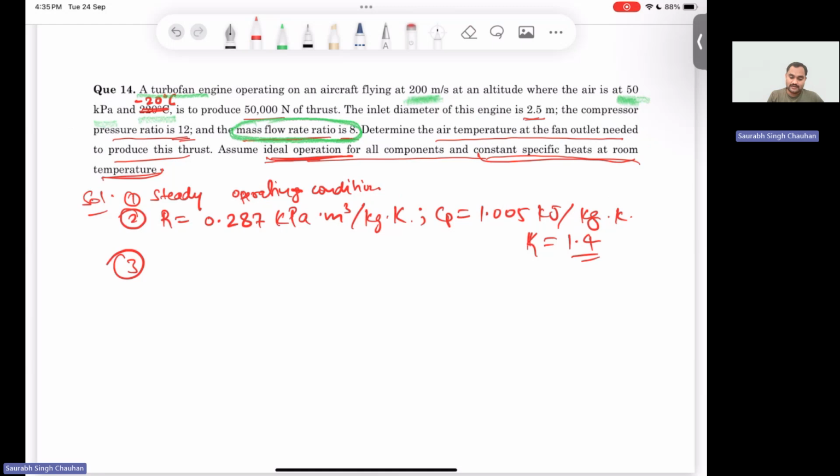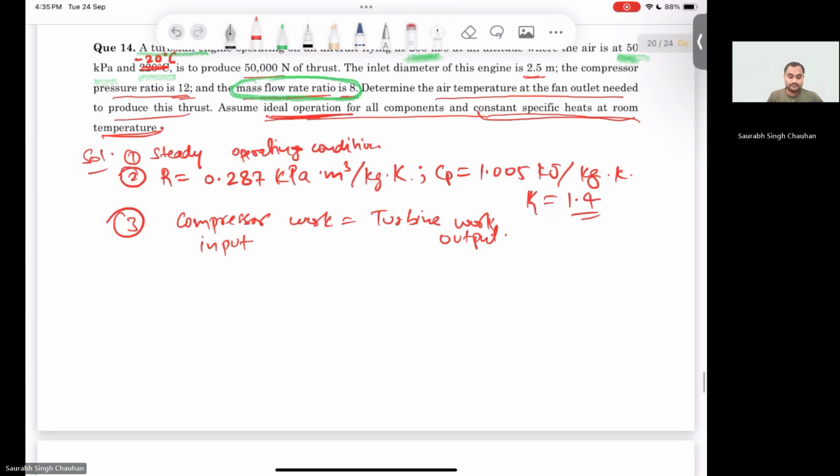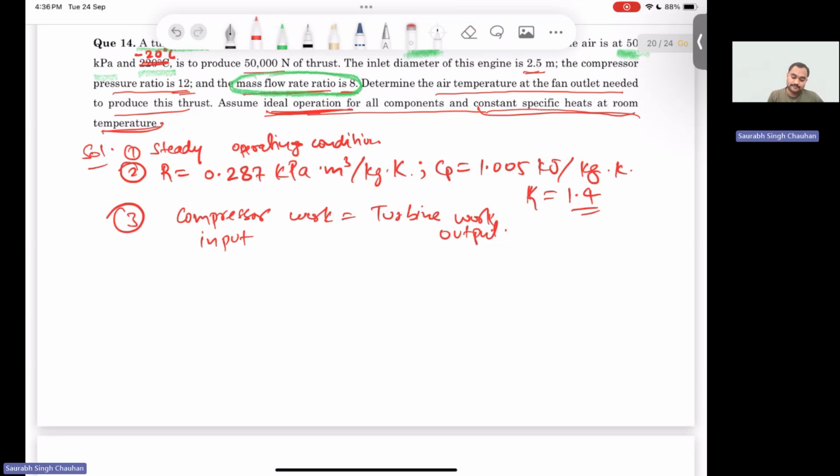And we can also assume that turbine is producing just enough power to run the compressor. So the compressor work input is equal to turbine work output. Okay, so what we have to find? First, we should find the mass flow rate.